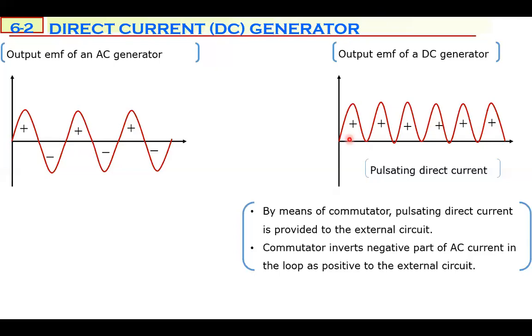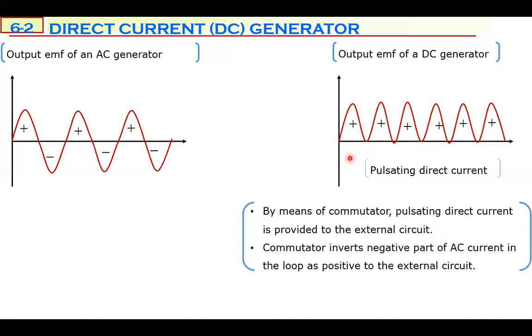This current is known as pulsating direct current. It's like a pulse: zero, maximum, zero, maximum, zero, maximum, and so on. It's a direct current, but pulsating. So by means of the commutator, pulsating direct current is provided to the external circuit.